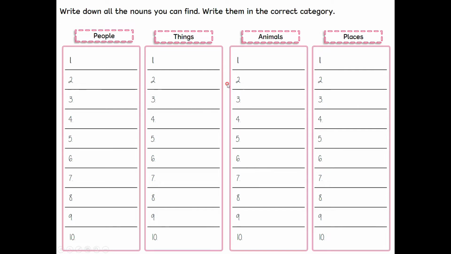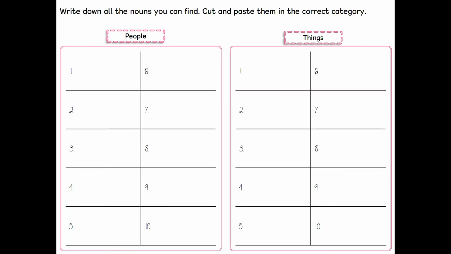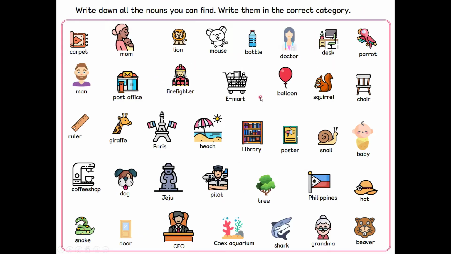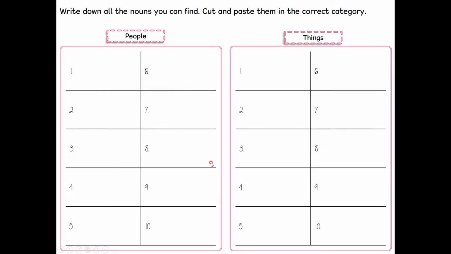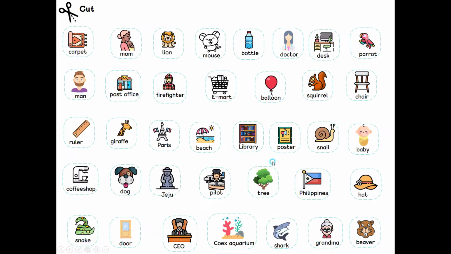By the way, this is the reference. They will write down the nouns here in the correct category. And if you have very young learners or beginners, this might be a good activity for them, where they just cut and paste the images.